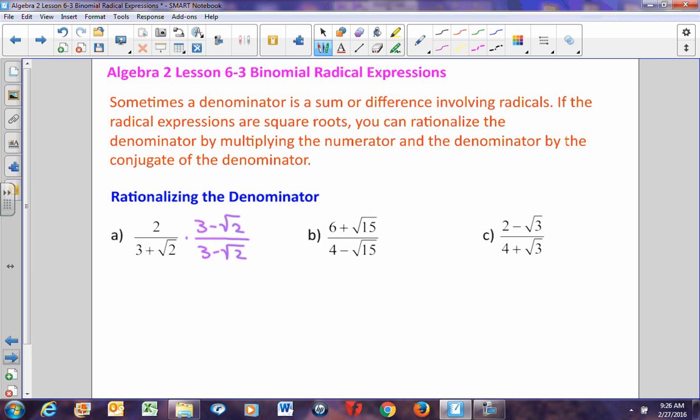So if I multiply the top by that, I'm going to get 2 times 3 is 6 minus 2 square roots of 2. On the bottom, I'm going to get a squared, which is 3 squared, minus the square root of 2 squared.